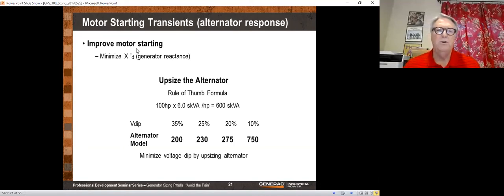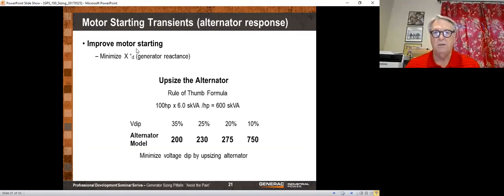Now, if we go to a 230 kilowatt alternator on a 200 kilowatt generator, we can reduce our voltage drop to 25%. If we go to a 275 kilowatt alternator, then we can reduce our voltage drop to 20%. If we wanted to reduce our voltage drop to 10%, we would need to go to a 750 kilowatt alternator, which actually is not going to be available because it simply won't fit on the frame of the 200 kilowatt generator.